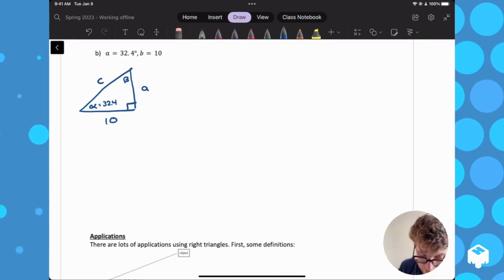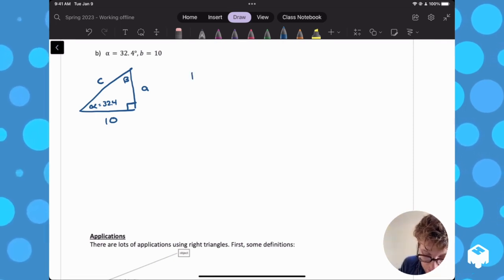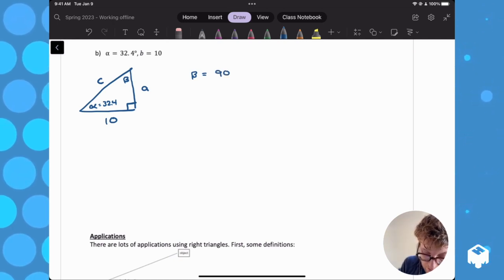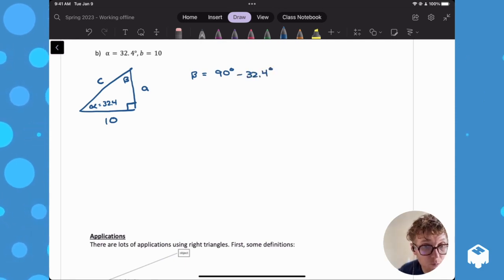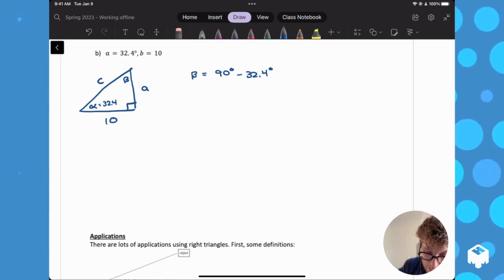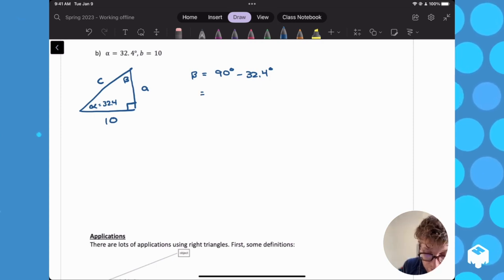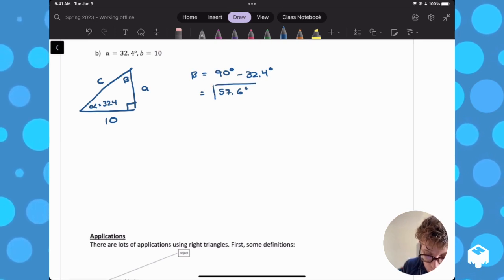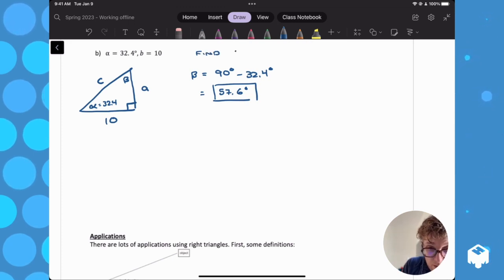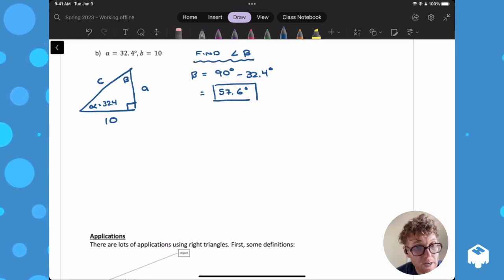So first, let's do what is beta. That is going to be 90 degrees minus 32.4 degrees, because these angles have to add up to be 180. And so right away, I see that beta must be 57.6 degrees. So the first step I did was to find angle beta using the fact that the angles add up to be 180.